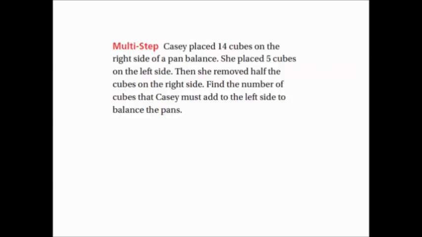So now we have a story problem here, and we're going to use the cubes method to solve it. So the first step of cubes is to circle all the numbers. We have 14 here and 5 here. So Casey placed 14 cubes on the right side of the pan balance. She places 5 cubes on the left side. She then removed half the cubes on the right side. Find the number of cubes that Casey must add to the left side to balance the pans.